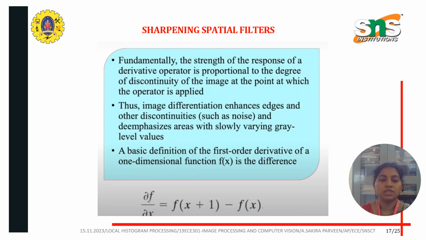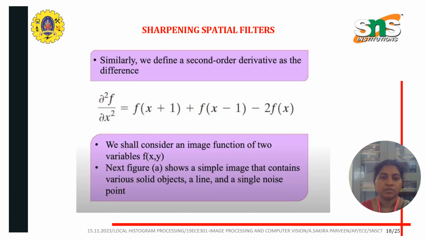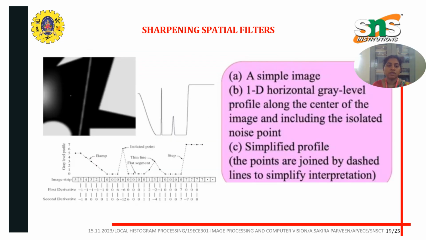For sharpening spatial filters, the first derivative is expressed as del f by del x, that is, dou f by dou x is equal to f of x plus 1 minus f of x. The second derivative, dou square f by dou x square, can be taken as f of x plus 1 plus f of x minus 1 minus 2 f of x. This is the example of sharpening spatial filters. First one is the simple image, the second one is the 1D horizontal gray level profile, and the third one is the simplified profile.